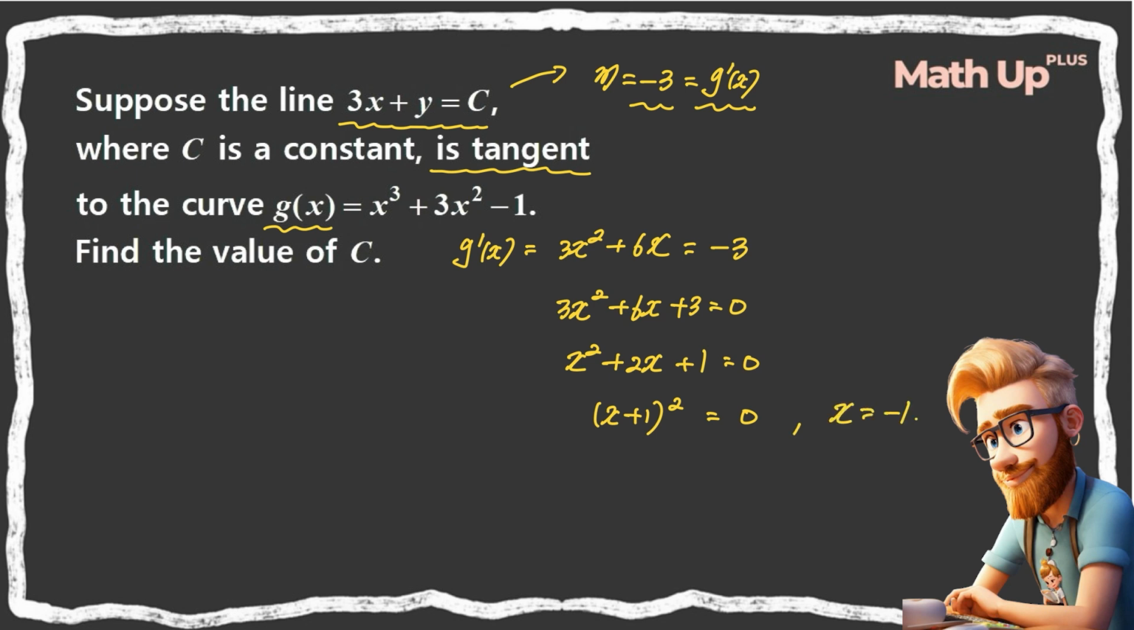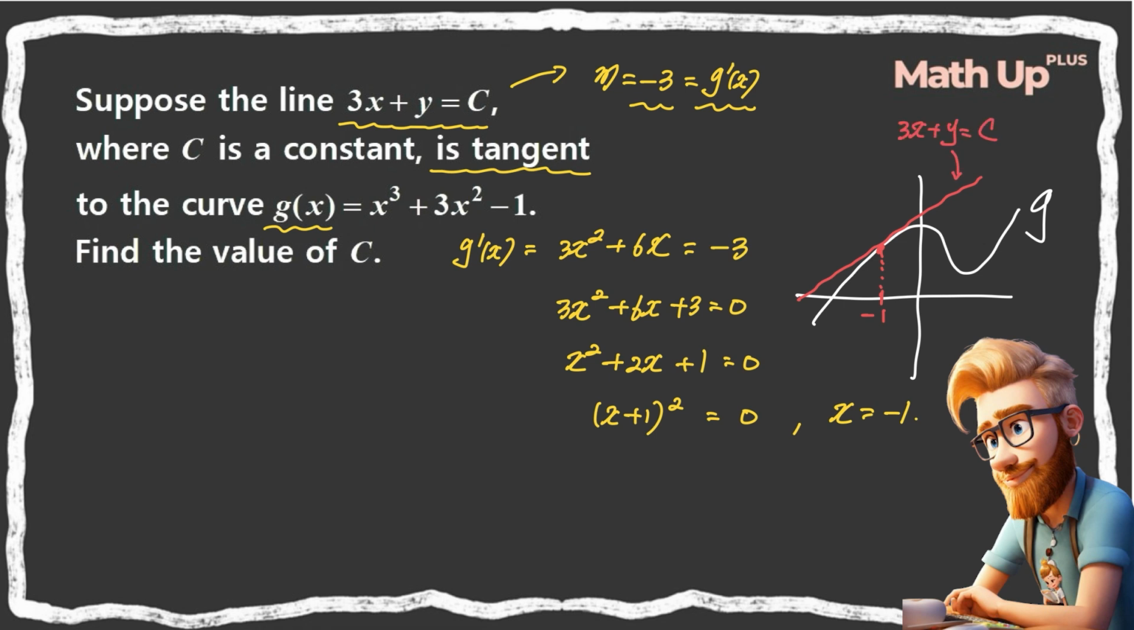At this point, this line is a tangent line to the curve g at x equal to -1. Let's say this is the graph of g. Then at x equal to -1, let's say this is -1, we have the tangent line here, and the equation of this tangent line is 3x plus y is equal to c. So if we can find the y coordinate of this point right here, then we can eventually find the value of c. Notice that this point is also on the graph of g.